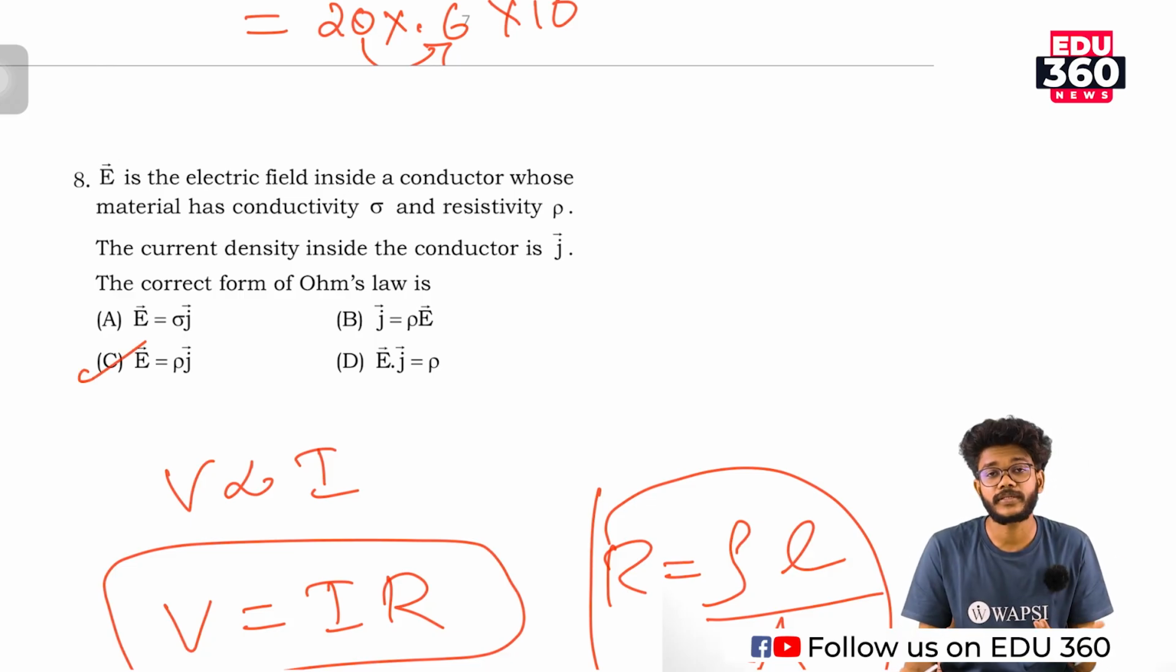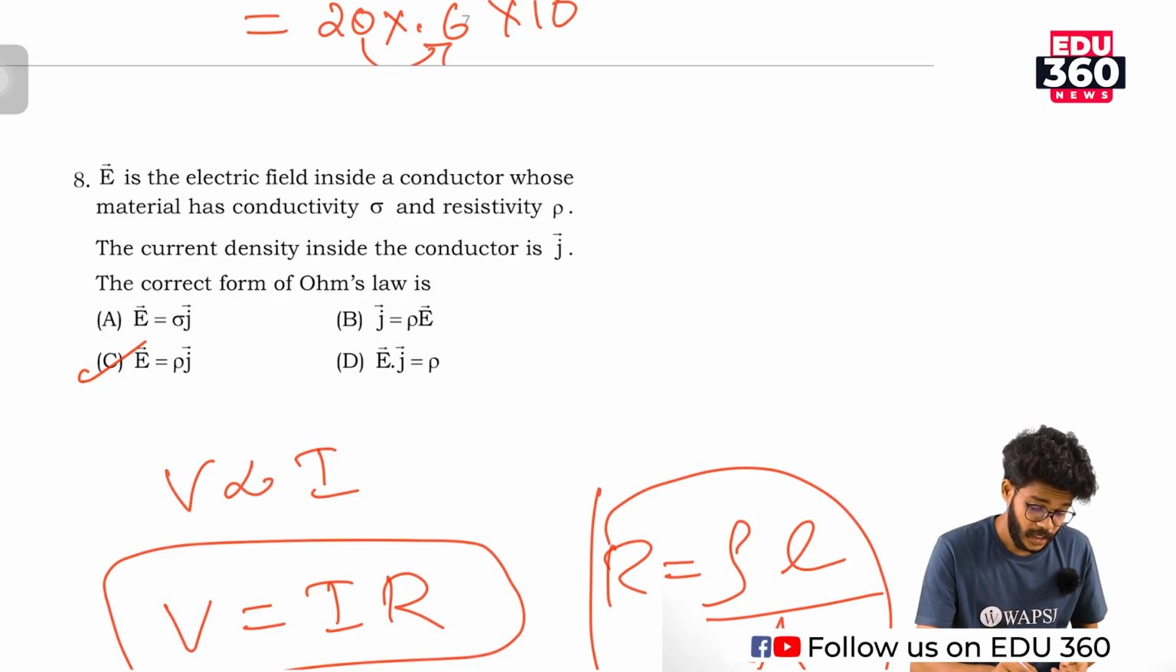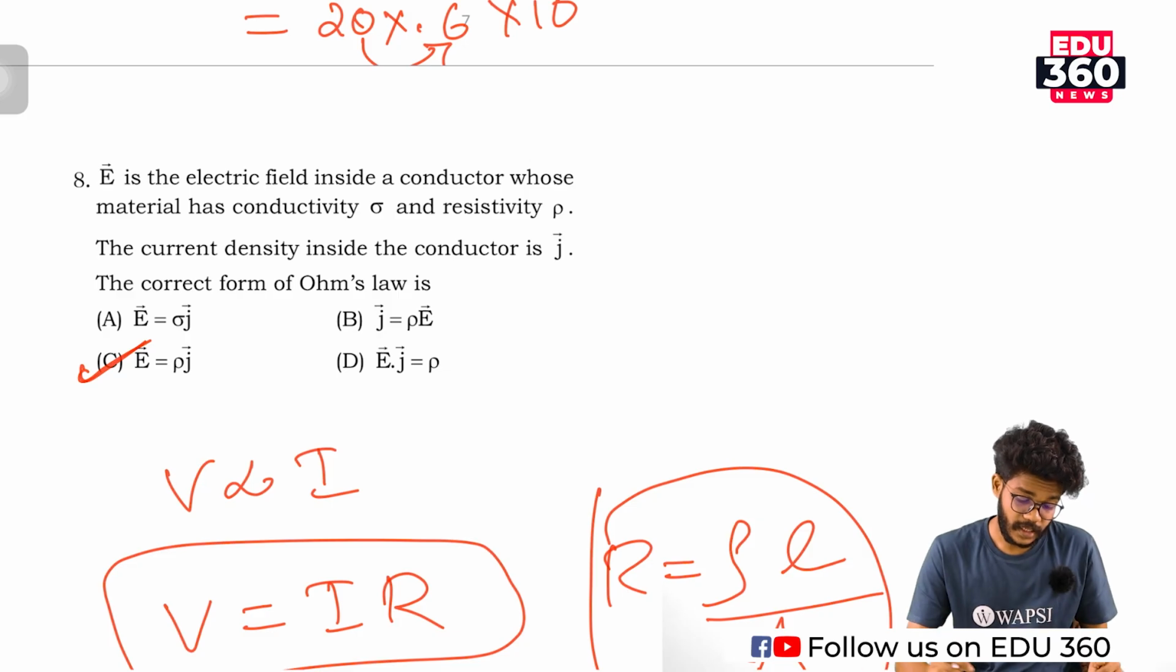We can substitute the resistivity by conductivity, that is also correct. So E is equal to J by sigma. J by sigma is also correct, but that kind of option is not in our options. In our options, there is only one correct option, E is equal to rho into J. So option C is the correct one.